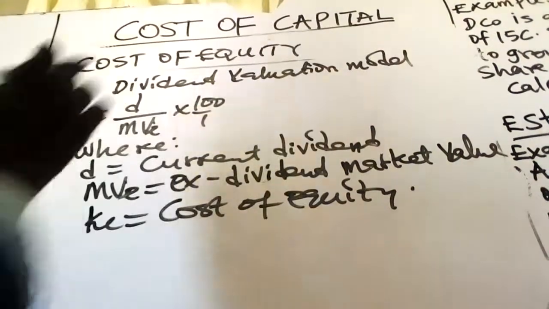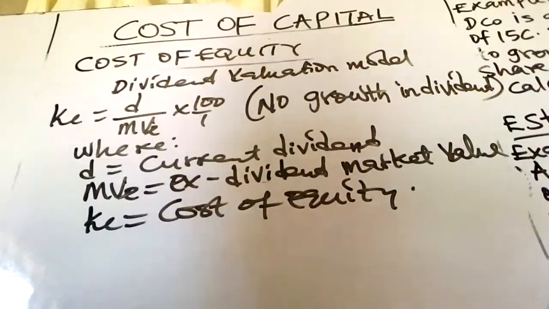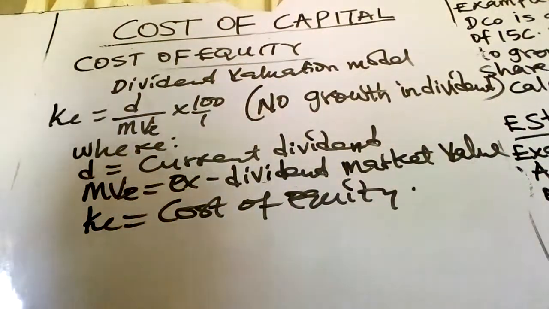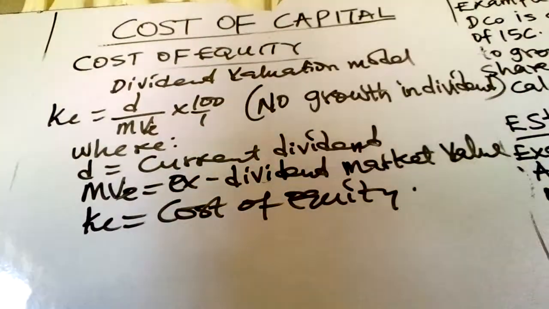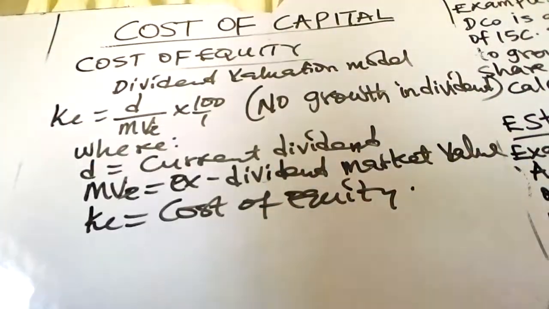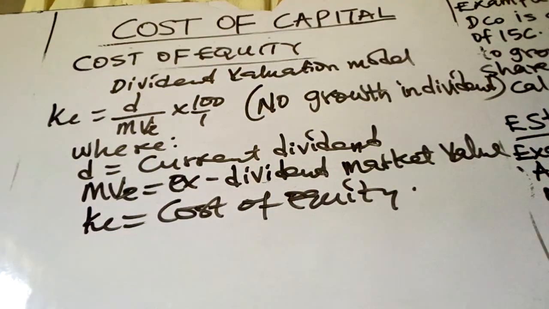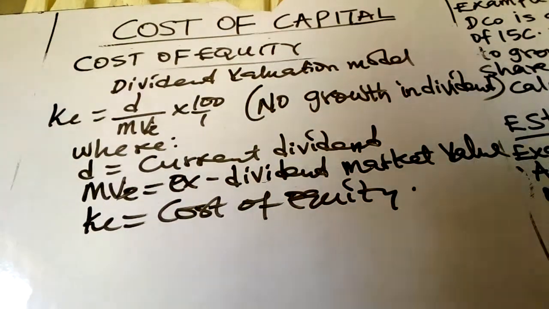This formula will be used where there is no growth in dividend. That is where dividend is constant over the periods. Dividend paid in year 1 is what will be paid in year 2. Same amount will be paid in year 3 and in that order. So no growth in dividend. Same amount will be paid as dividend every year. That is cost of equity, where there is no growth in dividend.